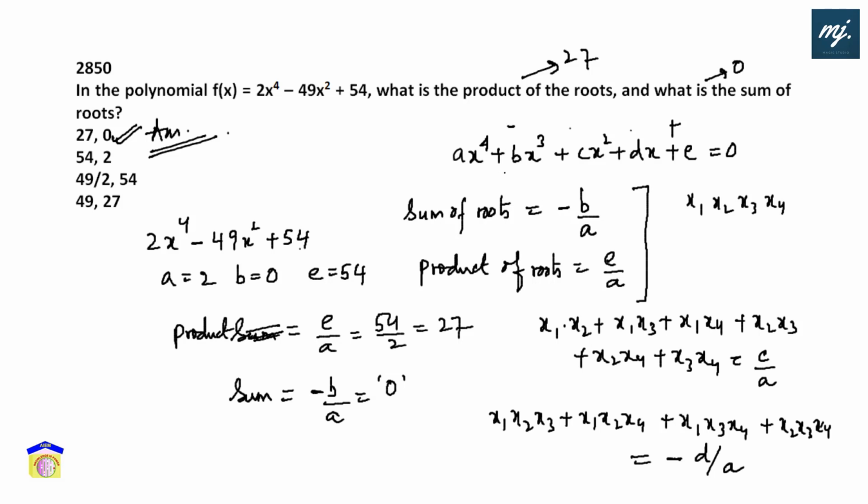Sum of roots is minus b by a first, then alter the sign: plus c by a is for the product of roots taken 2 at a time, then the product of roots taken 3 at a time is minus d by a, and then the product of roots taken all at a time, which we call the product of roots, actually this is x1 into x2 into x3 into x4. That is given by e by a. If the formula is clear, the answer would be there in very few seconds.